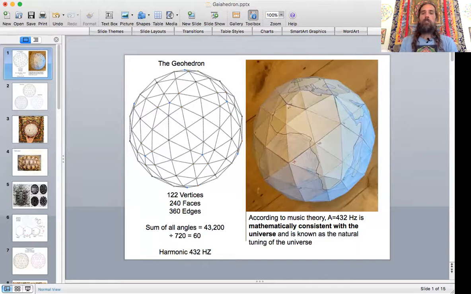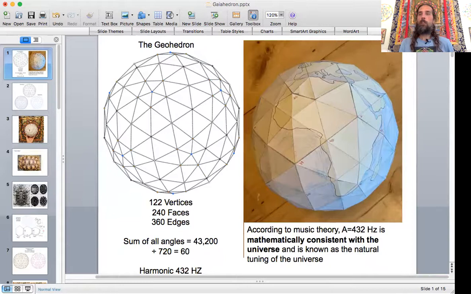So let's see here. We've got the geohedron here. One of the earlier discoveries this week, I almost did a whole separate video on, which I thought was awesome too. Earlier in the week, I decided to count up all the angles of all the triangular faces. Each triangle sums to 180 degrees when its angles are added up, and remember that there are 240 faces on the geohedron. It was a big revelation to me that the sum of all the angles of the geohedron was 43,200.